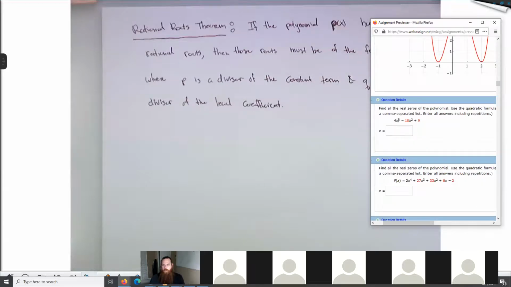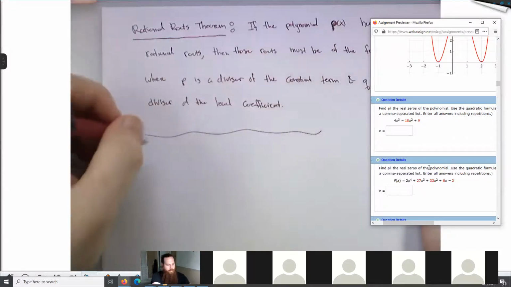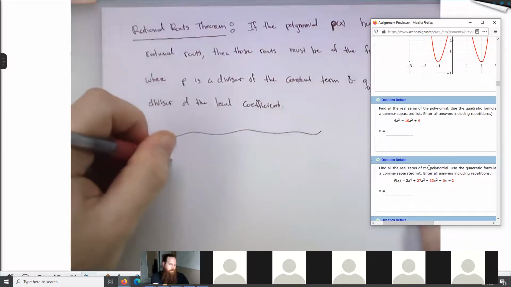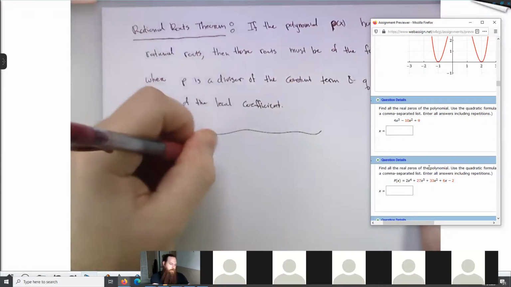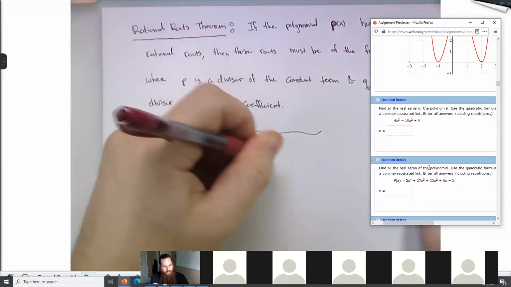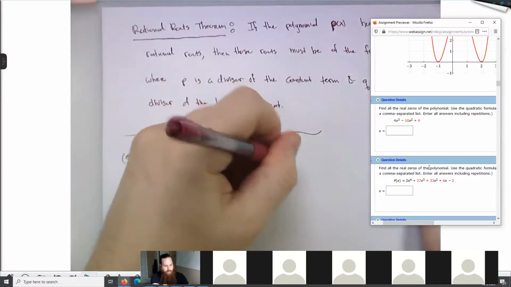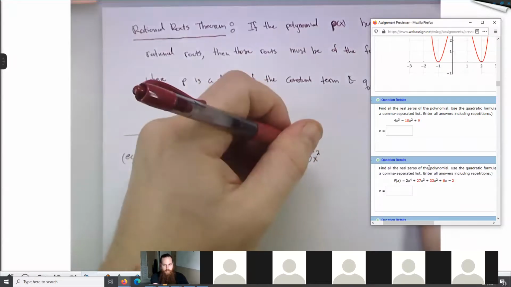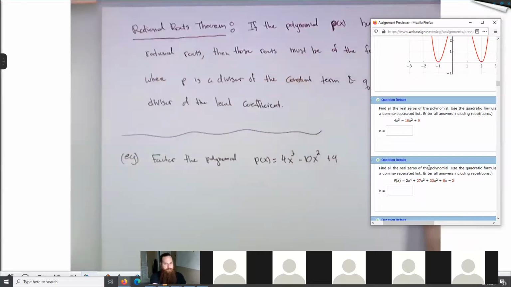But this is a good one. Or let's start with this. So I want to find all the roots and factor this polynomial. The problem just says to find the roots, but I want to find the roots and factor. So I'll say, for example, factor the polynomial p of x equals 4x cubed minus 10x squared plus 9.